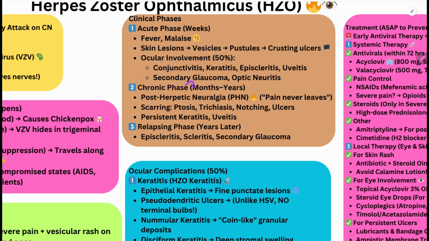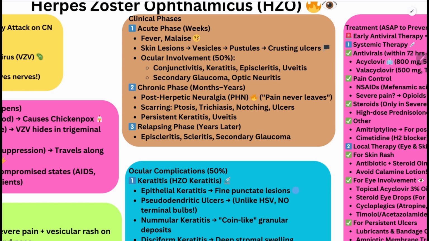Second one is chronic phase. In this chronic phase, the duration of time is months to years. Here you will see post-herpetic neuralgia, like there will be severe pain. So the hint is pain never leaves, and you will see ptosis, trichiasis, which is associated with the eyelashes, notching and ulcers, and you will also see persistent infection of the cornea and uvea. So these are the important clinical features that you will find in chronic phase.